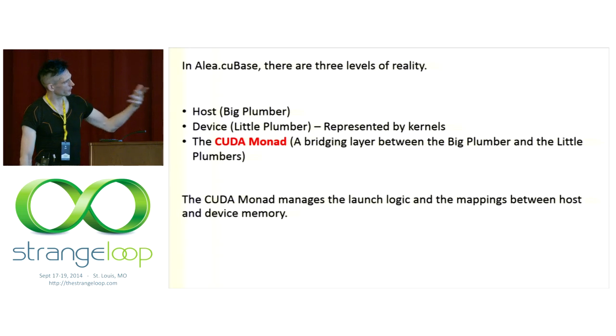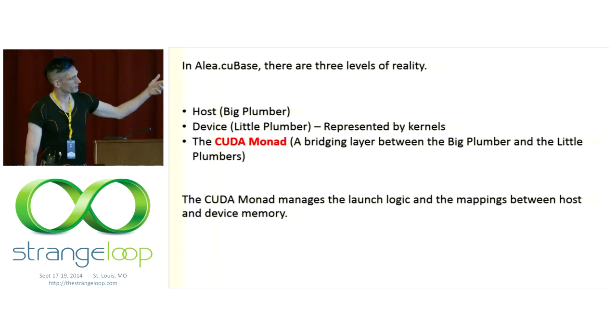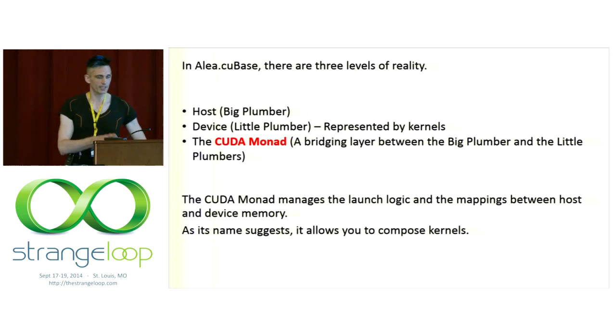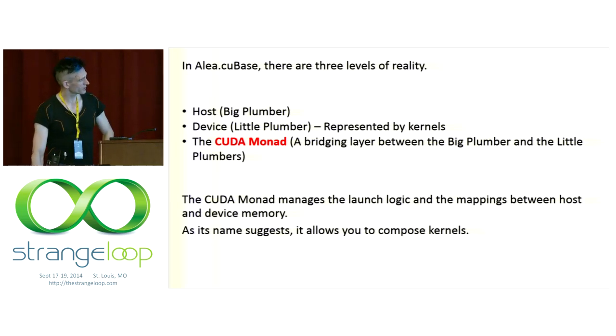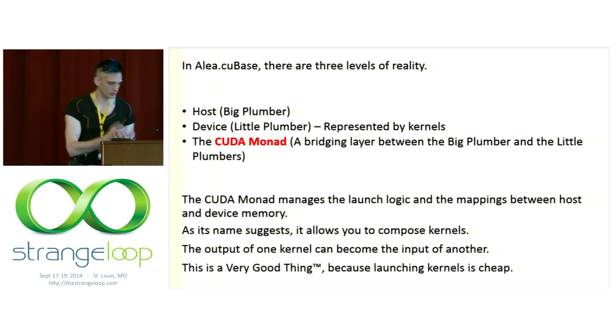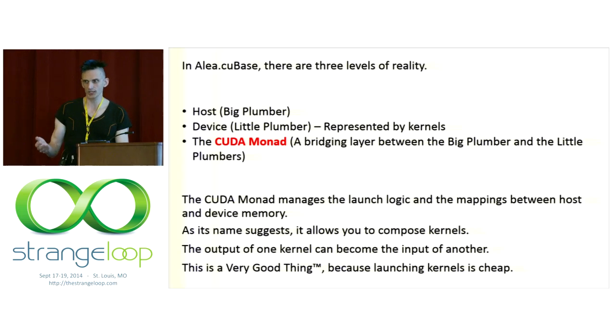And that manages all of your launch logic and the mappings between your host memory and your device memory. And that's really, really handy for building my deep belief net with F# using Alea Cubase. So as I hinted at the beginning, here's where we get the composability of a functional language, and we can really turn it to our advantage, because the output of one kernel becomes the input of another. And that's great, because actually launch logic is cheap. What's expensive when you're doing CUDA programming is copying memory across from the host to the device and back.